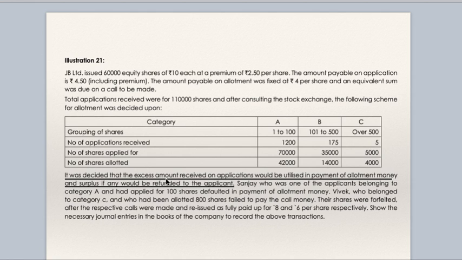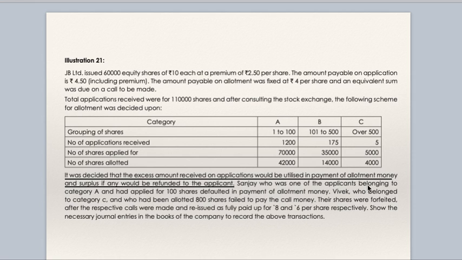It was decided that excess amount received on applications would be utilized in payment of allotment money and surplus, if any, would be refunded to applicants. So whatever excess money, see here, in all the 3 categories, they have received excess applications. No application is refunded. This is pro rata allotment. Whatever excess they are receiving along with application is to be adjusted for allotment, but after adjusting allotment, if any surplus remains, it would be refunded back. Calls are not to be adjusted against excess application money.